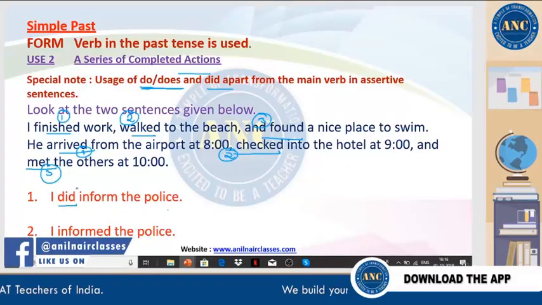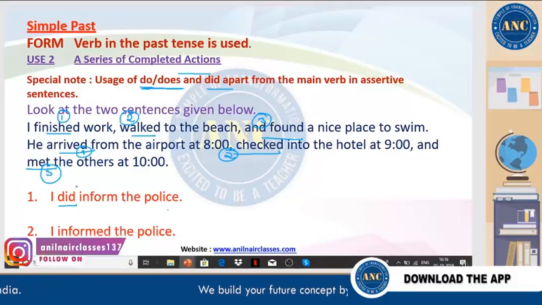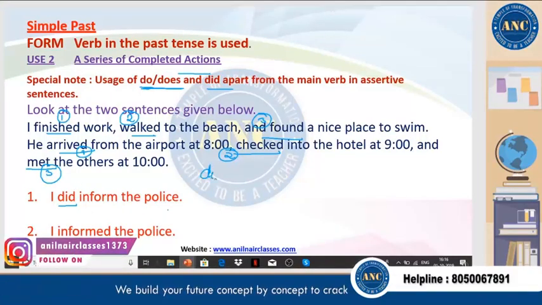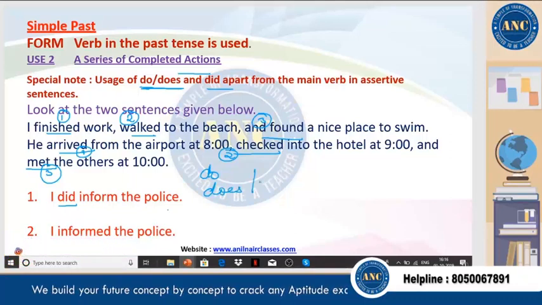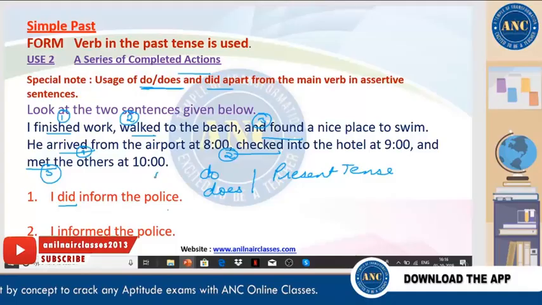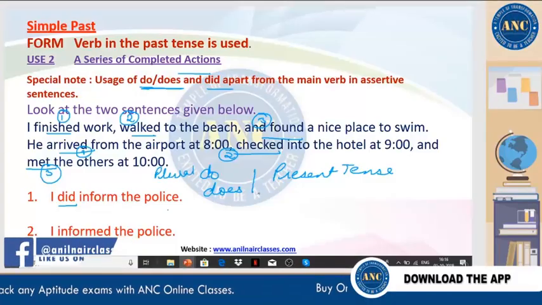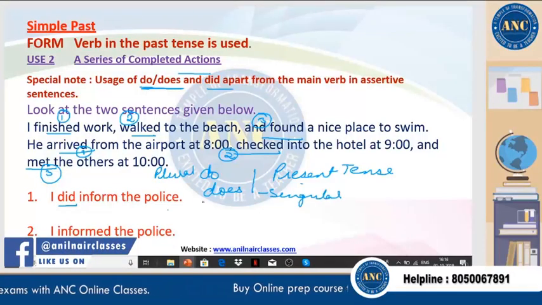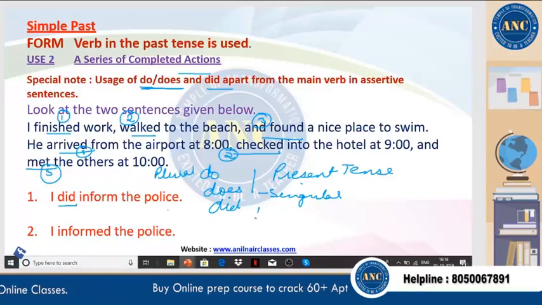I did inform the police. So did is the past tense of the do. So do and does, they are in the present tense. Do is the plural form, does is singular, right? Did is the past tense.